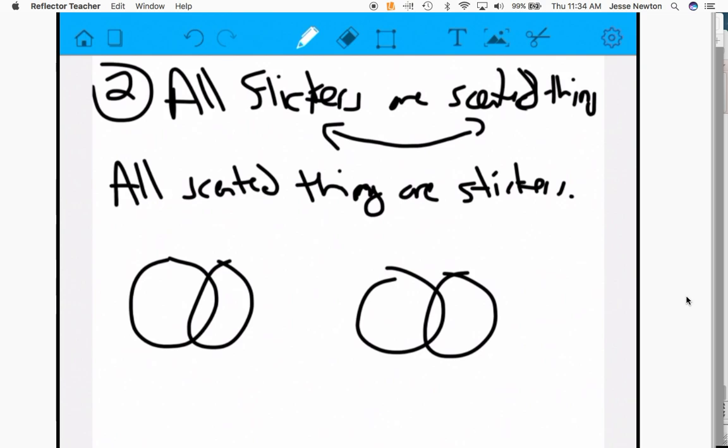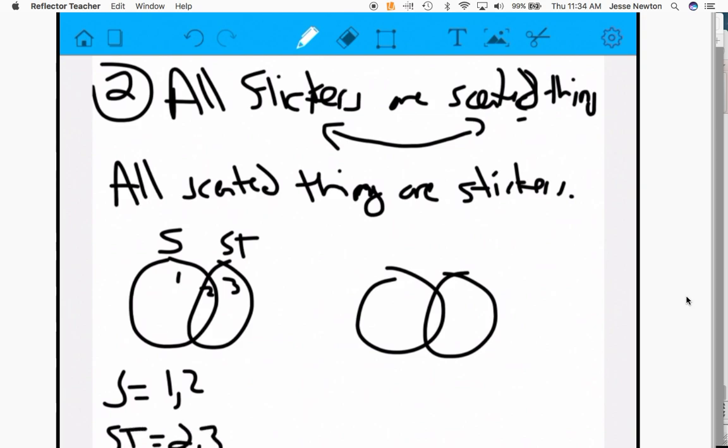And as far as this goes, let's do the first one. We're going to use S and ST. S for stickers, ST for scented things. All stickers are scented things. Well, how do we diagram this? Well, we mark the regions as before. You know what I should do? I should do this down here. I'm going to use S equals 1 and 2. Scented things equals 2 and 3. And what we do is we identify where they overlap.